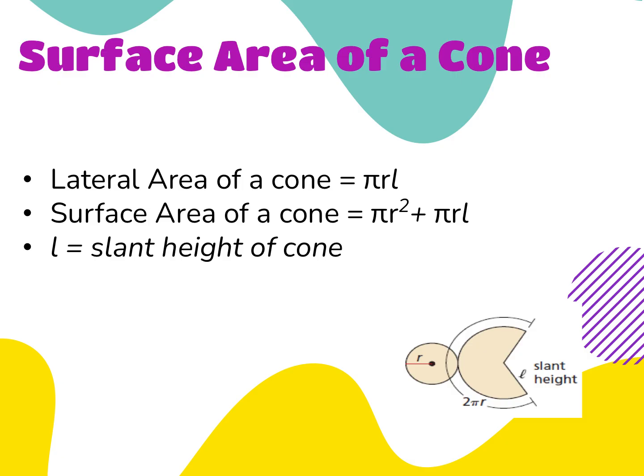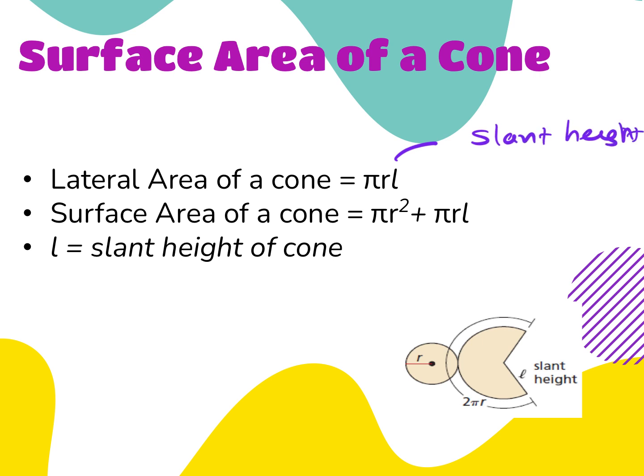So for the surface area of a cone, the lateral area of the cone is represented by the formula pi times radius times the slant height. I know that looks like a 1, but it's a lowercase letter L. So this is the slant height.